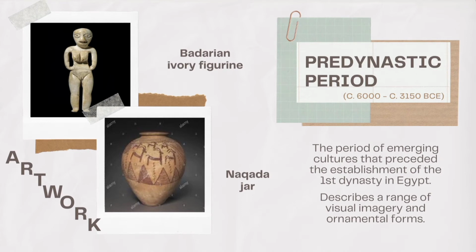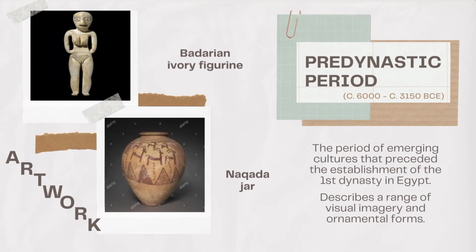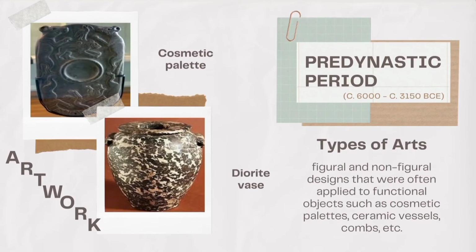In the 6th millennium BCE, there began to emerge patterns of civilization that display characteristics which deserve to be called Egyptian. In addition to that, Predynastic civilization developed in a steady manner. When it comes to their artworks, it best describes the range of visual imagery and ornamental forms. Usually, the type of art in the Predynastic period was related to figural and non-figural designs that were often applied to functional objects. The surviving corpus of Predynastic art represents only a fraction of what was produced.